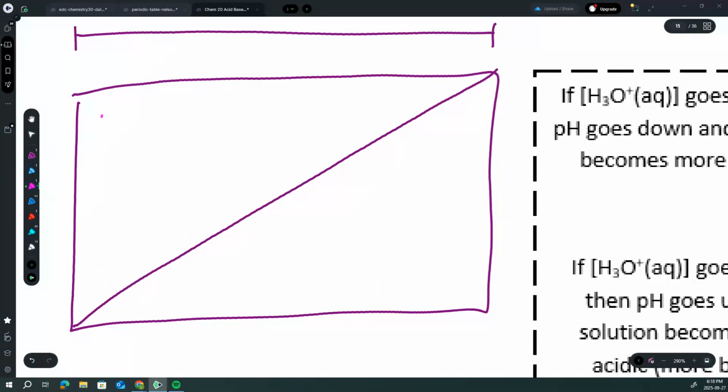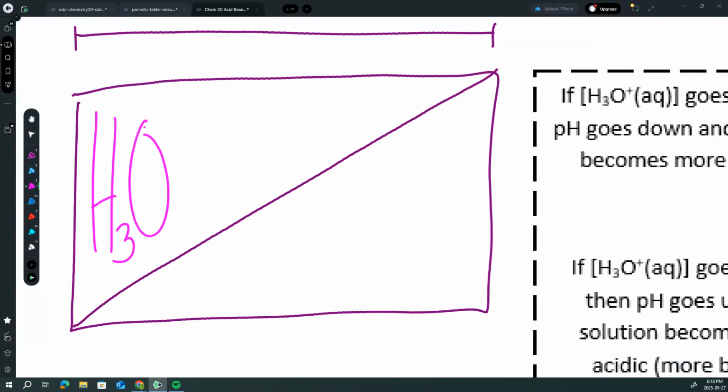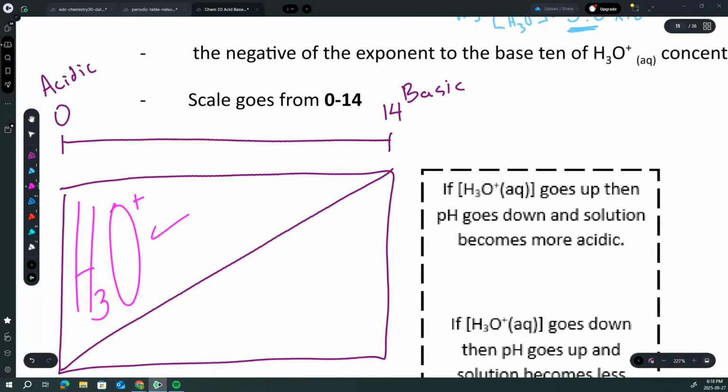So when we have a big concentration of hydronium, so I'm going to write hydronium quite large here. When we have a big concentration of hydronium, that's why I drew hydronium quite large, it's going to be quite acidic. Whereas if we have a small concentration of hydronium, that's why I'm drawing it small, your solution is going to be basic. And maybe I'll write a little 7 in here.